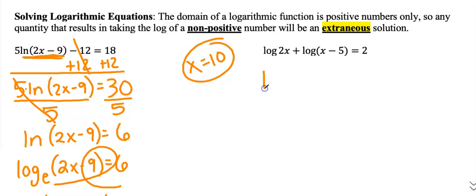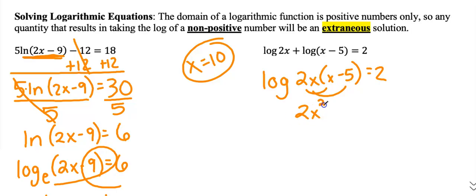So if you learn the properties from last class, we know that addition means multiplication. So this is going to turn into 1 log, and then I would have 2x multiplied by x minus 5. So we're going to use our properties of logs to condense it into one singular log. So I need to multiply this. So 2x times x would be 2x squared. 2x times negative 5 is negative 10x. Drop everything down. Log equals 2.